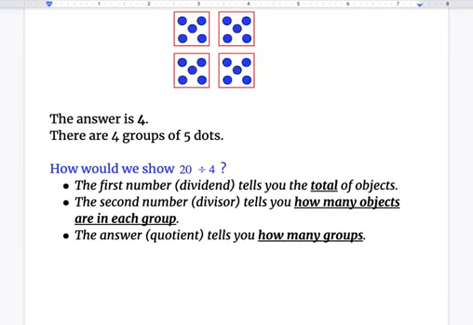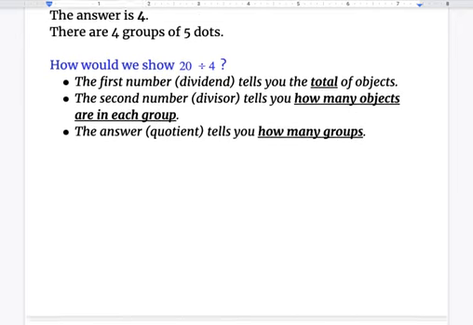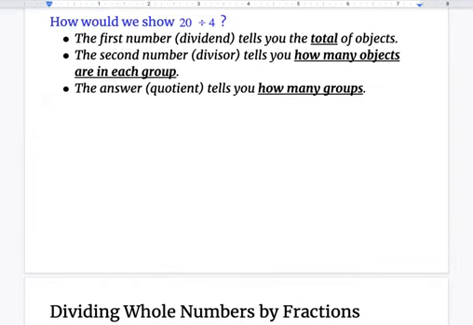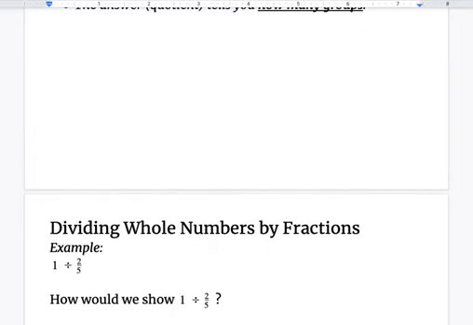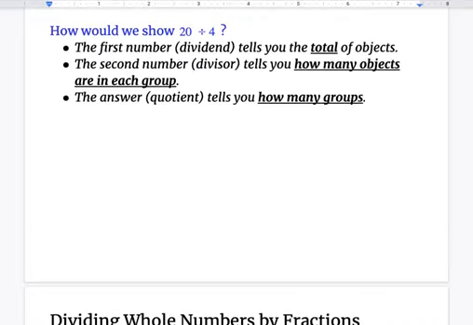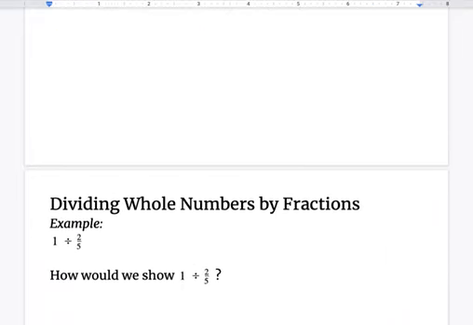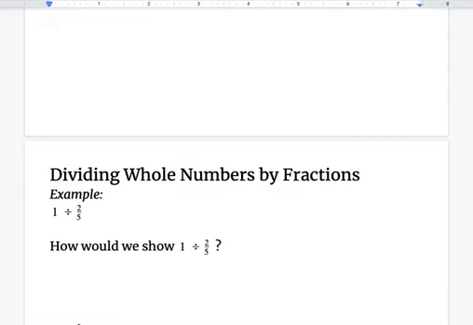All right, so we're going to take that knowledge and apply it to dividing whole numbers by fractions. With our example, 1 divided by 2/5. So we want to think to ourselves, how would we show 1 divided by 2/5 using the information we just talked about? And of course, we're going to start off with the tape diagram method.